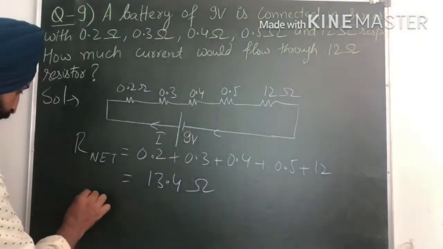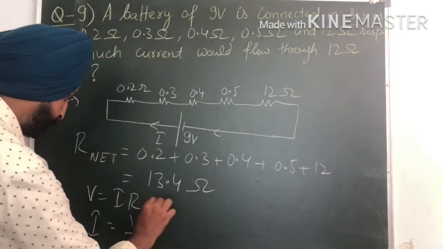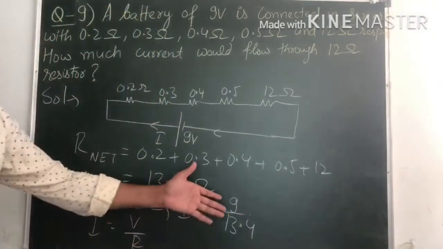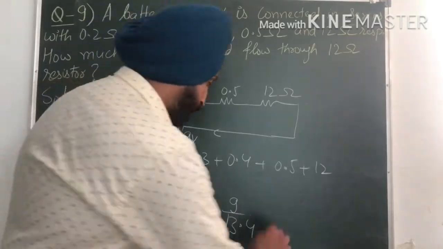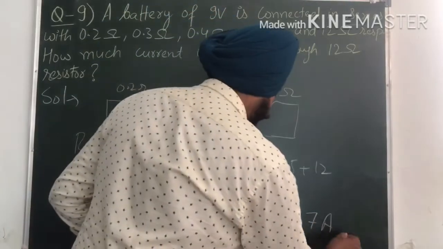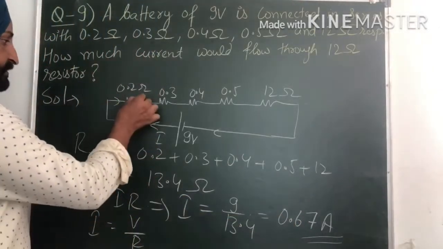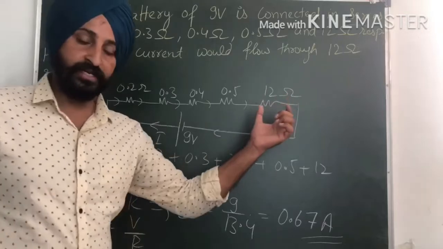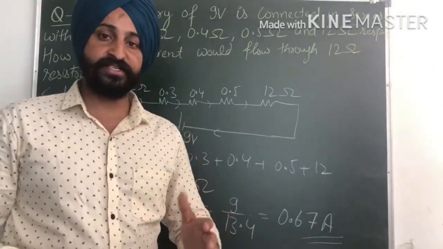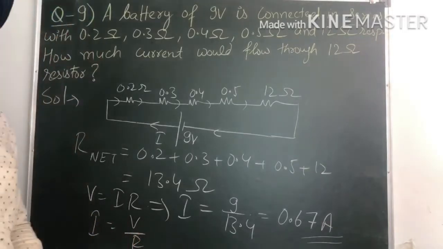So when net resistance is 13.4 ohm, the voltage of the battery is 9 volt. So we can apply Ohm's law, V is equal to IR. So I would be equal to V by R. Voltage is 9 and resistance is 13.4. When you divide 9 by 13.4, you will get the answer equal to 0.67 ampere approximately. This is the amount of current that is flowing through all these resistors, not only through 12 ohm, because in series the current passing through different resistors is the same. So this is our question number 9. Let's move to the next question, number 10.